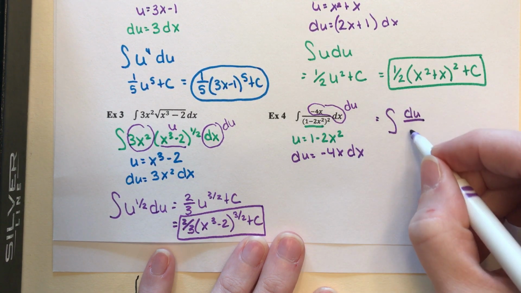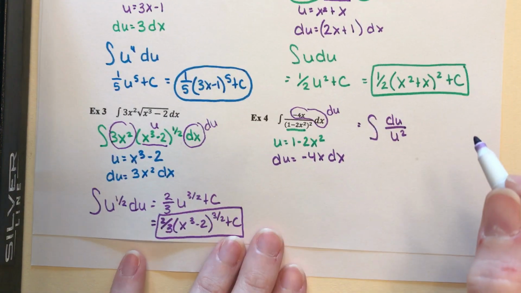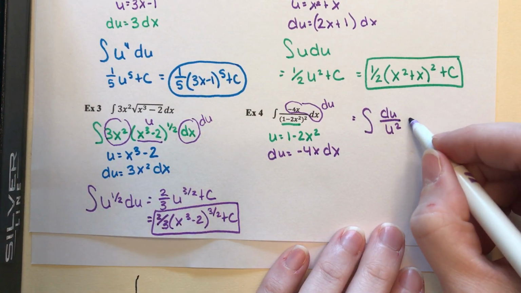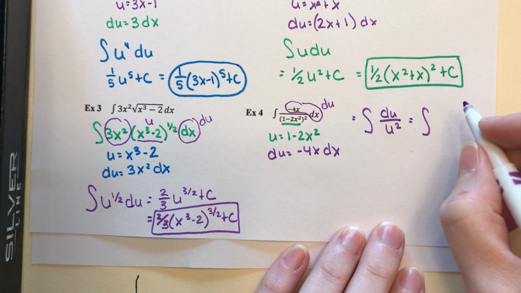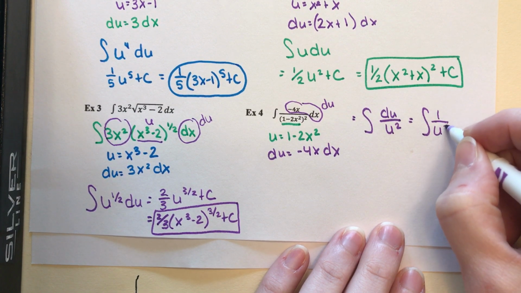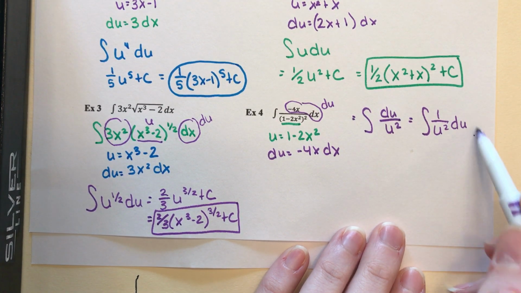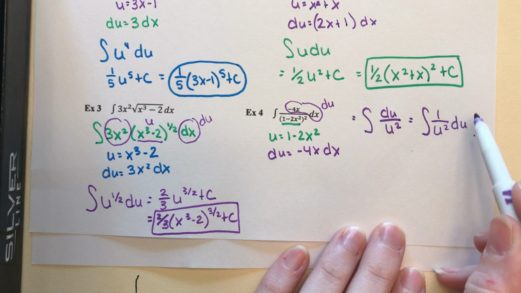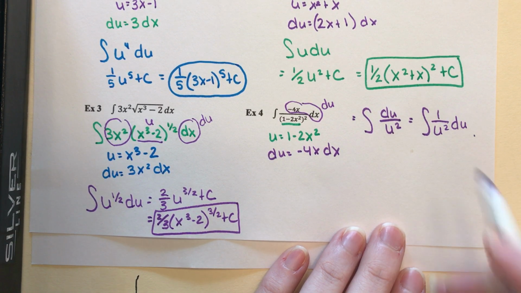over u squared. Now we're not used to seeing the integrals written like this, so I'm actually going to write it how we're normally used to seeing it. I'm going to write this as 1 over u squared du. It's the same thing, but I always write the du on the outside because then I don't get it confused with the actual problem.